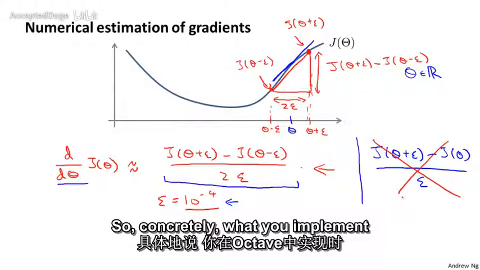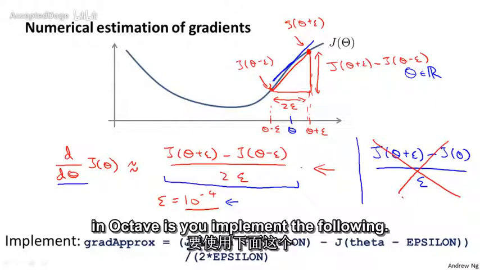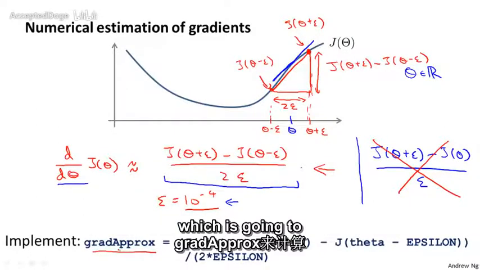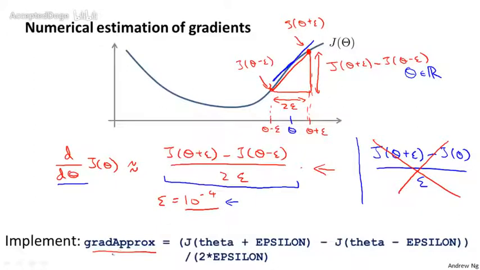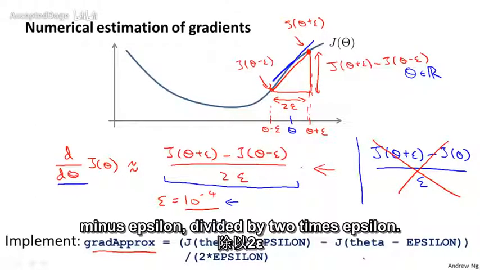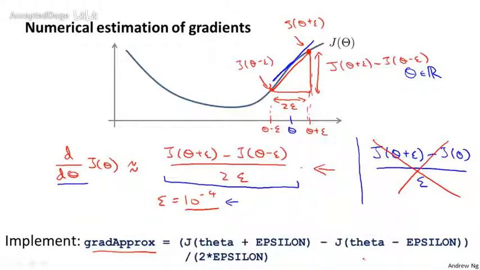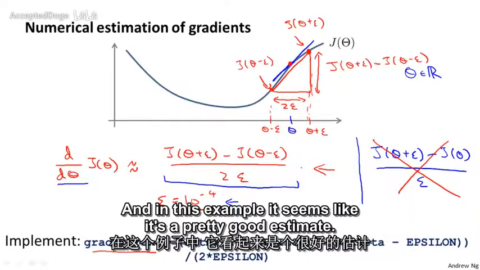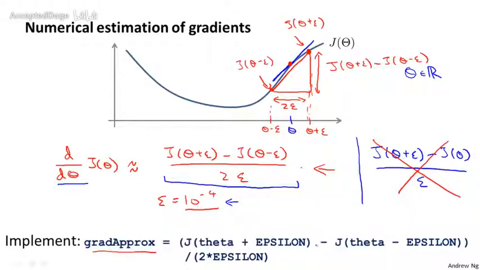So concretely, what you implement in Octave is the following. You implement code to compute gradApprox, which is going to be our approximation to the derivative, as just this formula: J of theta plus epsilon minus J of theta minus epsilon divided by 2 times epsilon, and this will give you a numerical estimate of the gradient at that point. And in this example, it seems like it's a pretty good estimate.